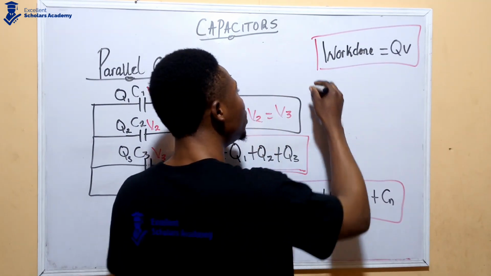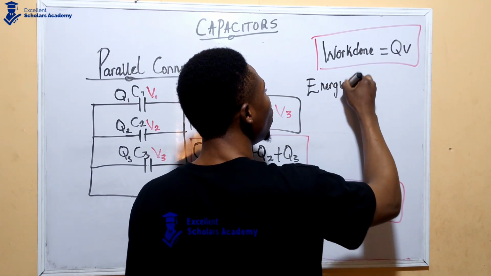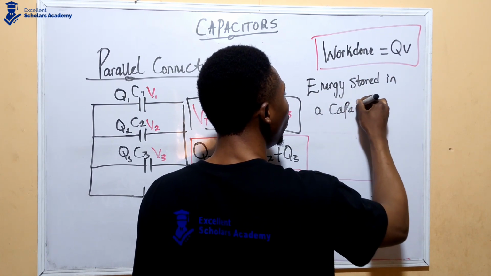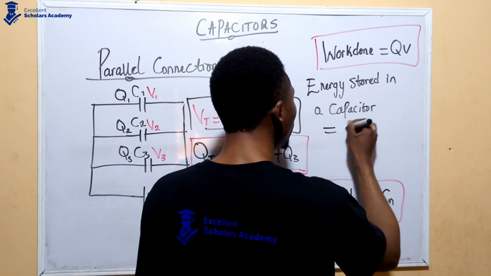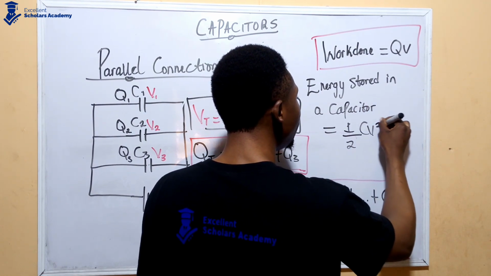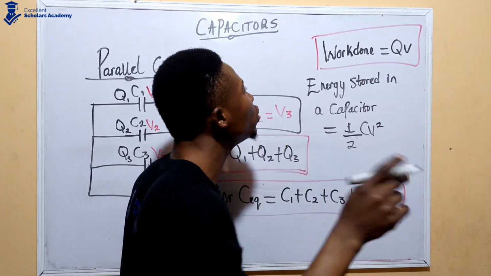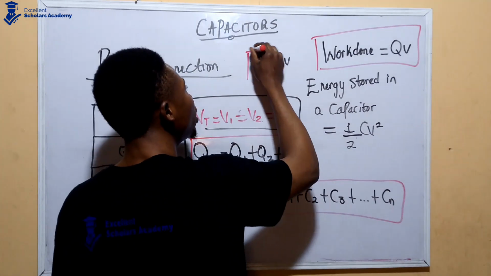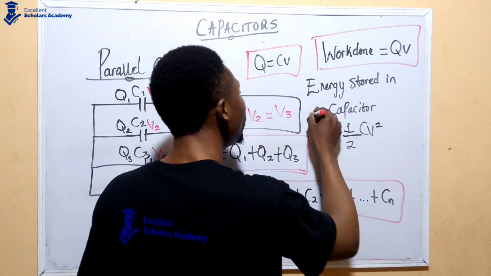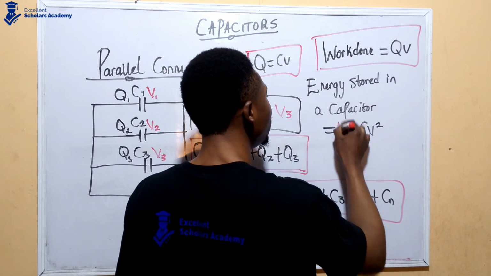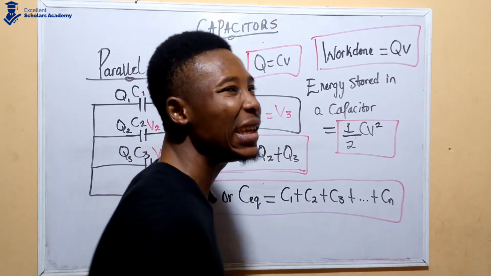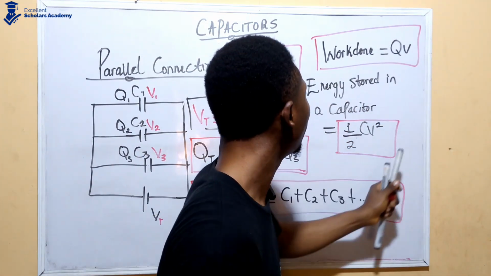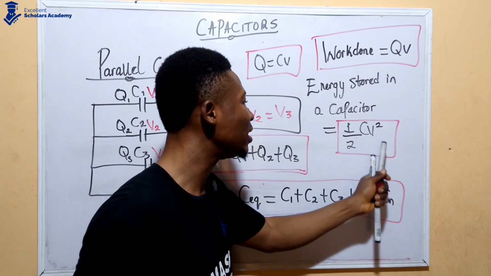Now energy stored in a capacitor is equal to half CV squared. Now I also want you to know that Q, charge itself, is gotten with CV. All right, Q is the charge here and it is gotten with CV. For us to get the charge of a capacitor, we use CV. That's the capacitance multiplied by the voltage. Work done is charge multiplied by voltage, and energy stored in a capacitor is half CV squared.